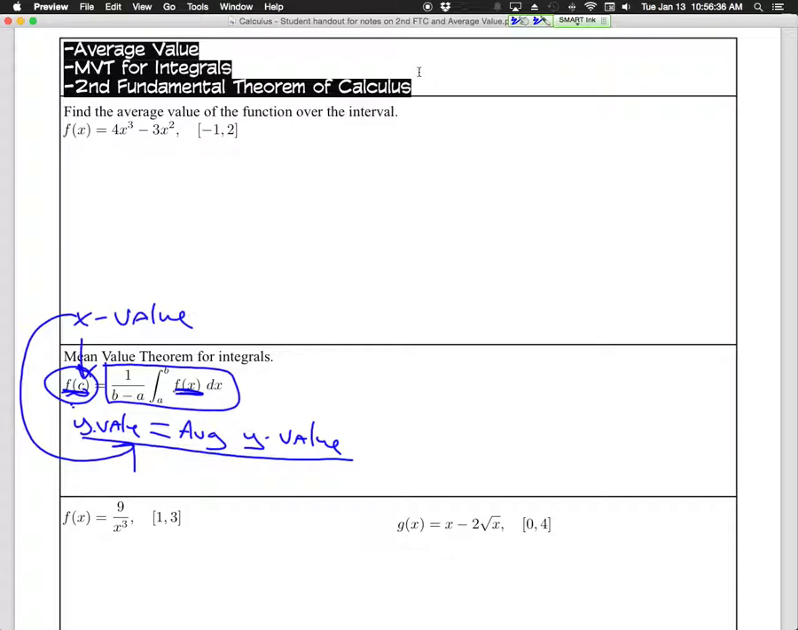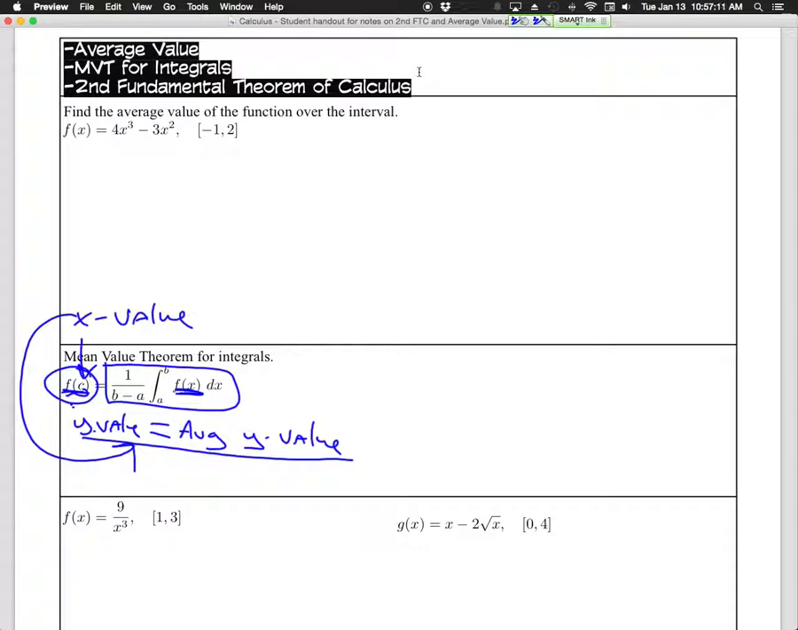And you use this to find c? We're going to use this to find c. And c is what? The x value that produces the y value that is the average y value. Just like on the mean value theorem for derivatives, we found the x value where the instantaneous rate of change equaled the average rate of change. So in this case, we're finding the x value that gives me the y value that equals the average y value. That's what we're wanting to do with the MVT.